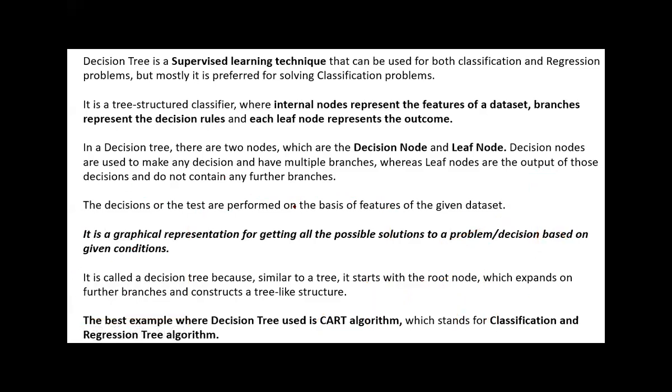Now, the main important point here is leaf nodes will not have any further branches. The decisions or tests are performed on the basis of features of the given data set. It is a graphical representation for getting all possible solutions to a problem based on the given conditions. The best example where decision tree is used is the CART algorithm, which stands for classification and regression tree algorithm. This decision tree machine learning technique is used in the algorithm called CART.